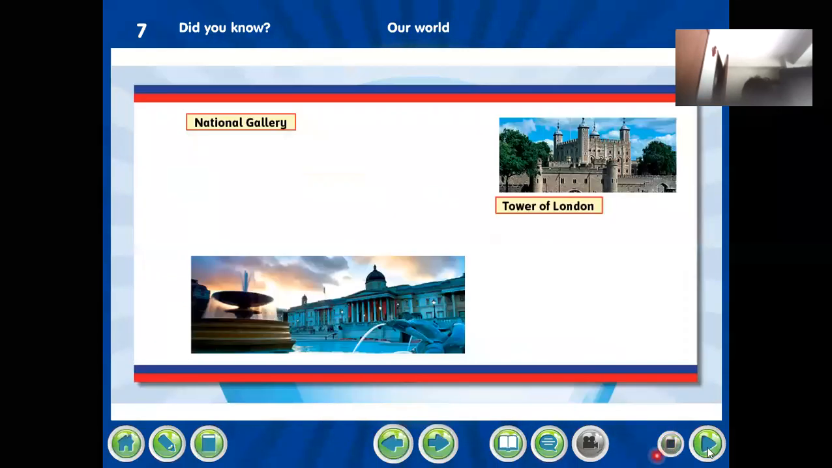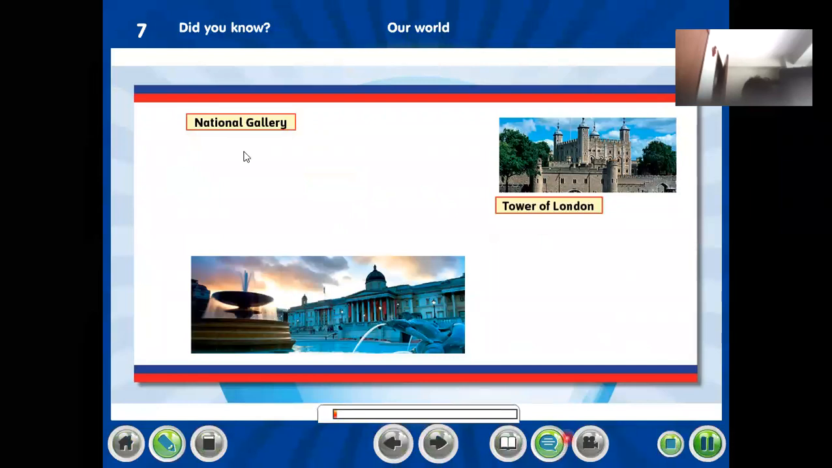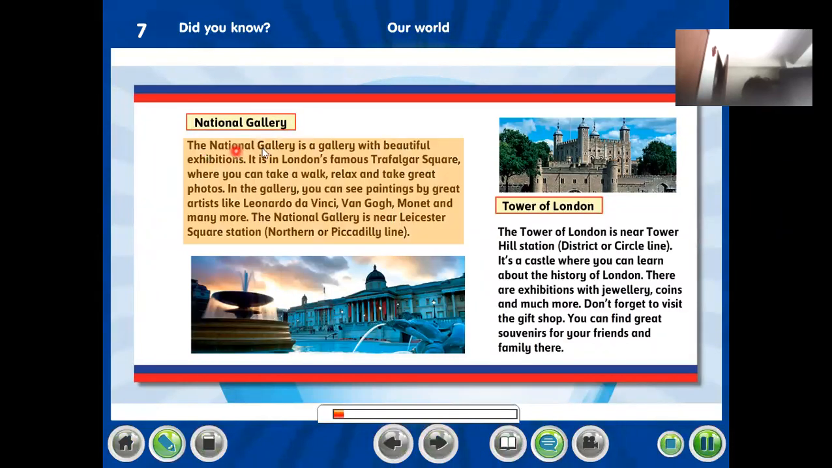National Gallery. The National Gallery is a gallery with beautiful exhibitions. It is in London's famous Trafalgar Square, where you can take a walk, relax, and take great photos. In the gallery, you can see paintings by great artists like Leonardo da Vinci, Van Gogh, Monet, and many more. The National Gallery is near Leicester Square Station, Northern or Piccadilly Line.